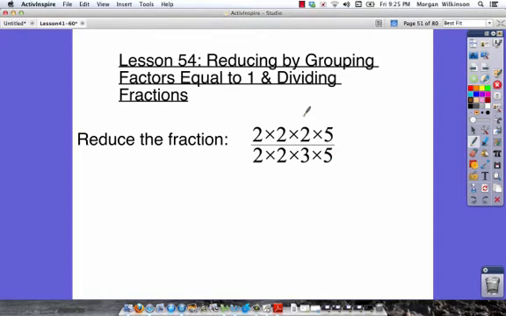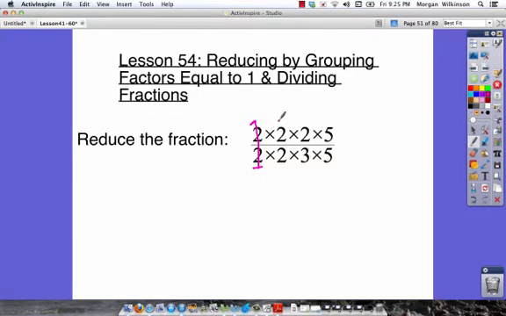Now what we're going to do is find out how we can find factors equal to 1, and then we're going to reduce by grouping them. Let's take a nice color here. Let's use our pink today. So what we want to do is find where there's the same number in the numerator and denominator. Because 2 and 2, if we looked at those by themselves, 2 divided by 2 is 1. So we're going to make this whole big thing into a 1. This works wherever we have the same number in our numerator and denominator.